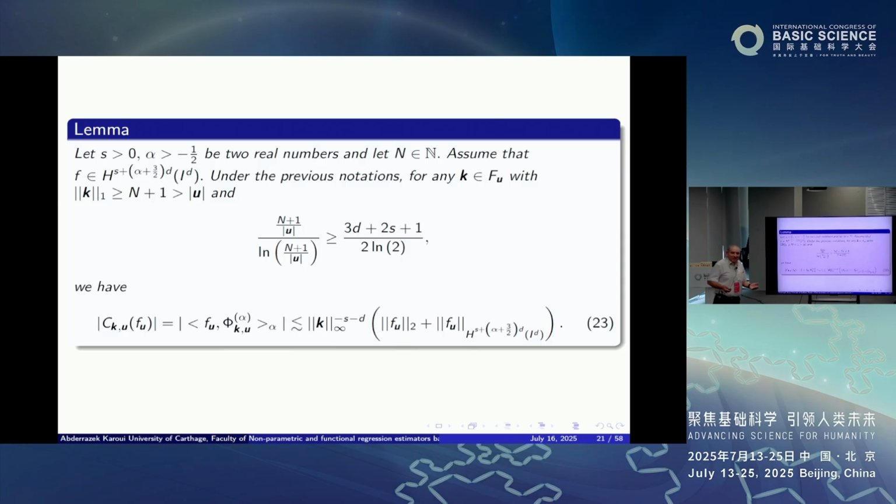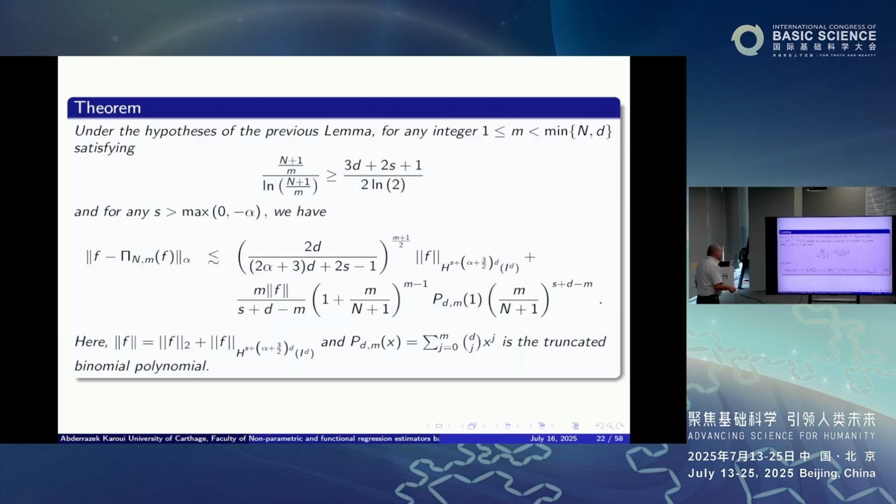That's it. I talk to young people. Okay. In this case, we have this bound of error. And this is useful to estimate the bias term.